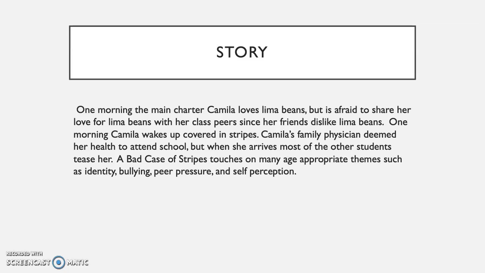So, A Bad Case of Stripes touches on many age-appropriate themes such as identity, bullying, peer pressure, and self-perception. So this book is ideal for K to second. You could use it for third, but third might be a little bit too advanced for this book.